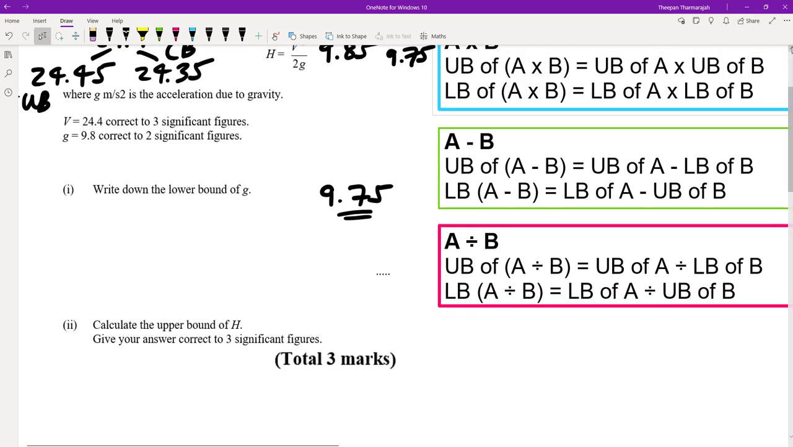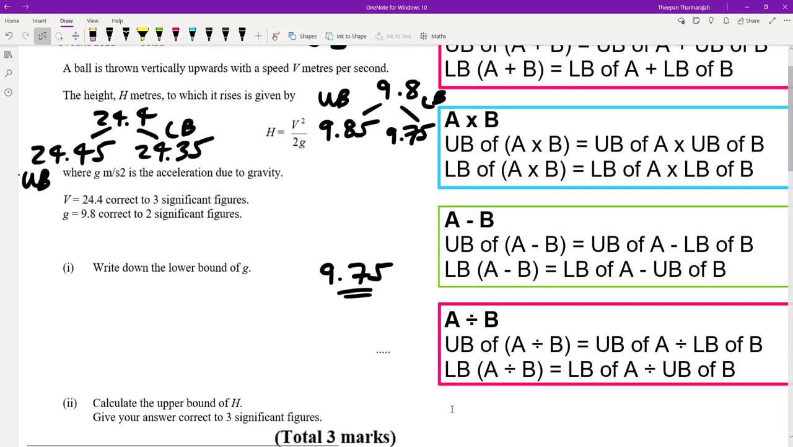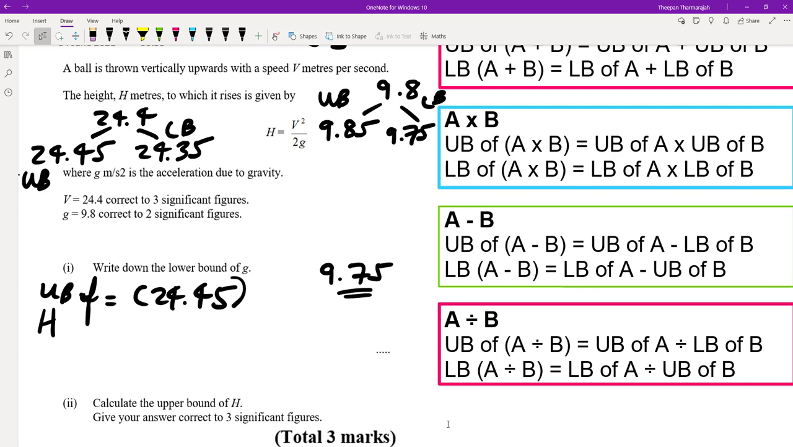So here we need to be very careful. It's a divide question, so we need to be careful about the rules of upper and lower bounds. So the upper bound of h is going to be the upper bound of v squared, so it's 24.45, which is the upper bound of v. We square this result and we divide it by 2 times the lower bound of g, which is 9.75.